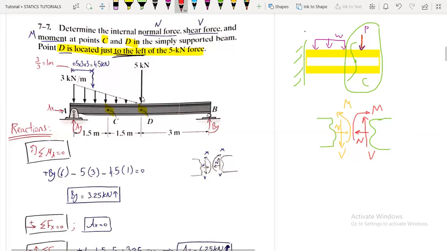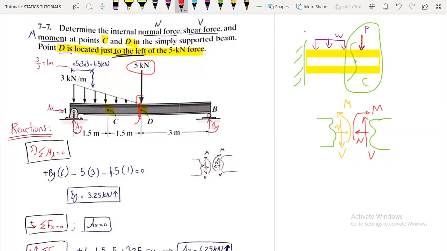So if we take a cut here, and if we are going to consider the right side, member DB, the force will be included, correct? Because point D is just to the left of the 5 kilonewton force. So it is included. But when we take the summation of moments about point D, we will ignore the force, but it will appear in the summation of forces in the y direction. We will see that soon.